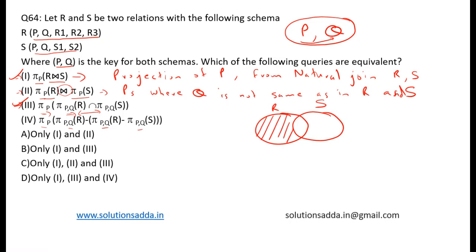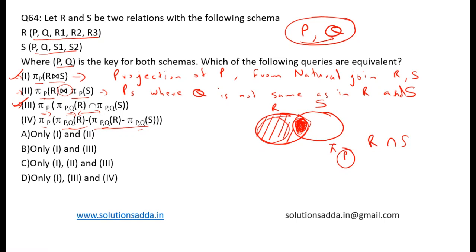Then from this we are subtracting R. So R is this whole and we are subtracting this portion. So essentially we will be getting this highlighted area. This highlighted area is essentially R intersection S. From the R intersection S, we are projecting the value of P.